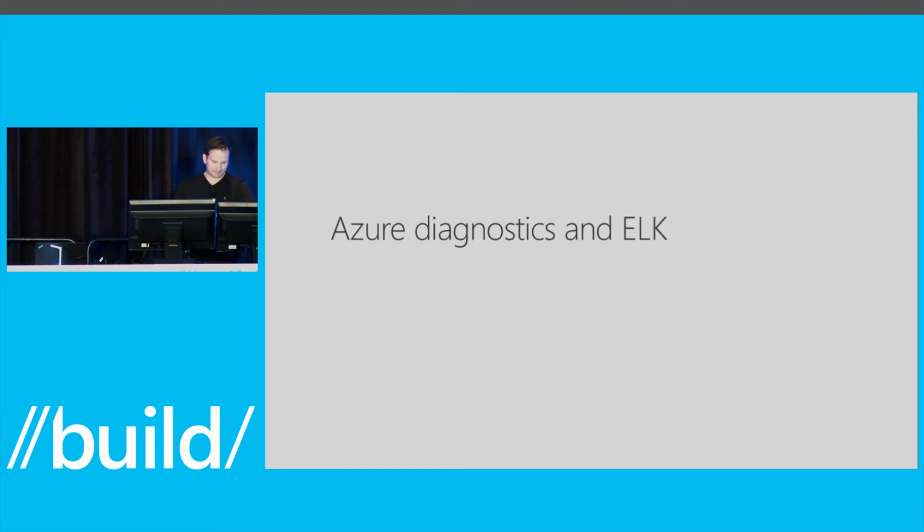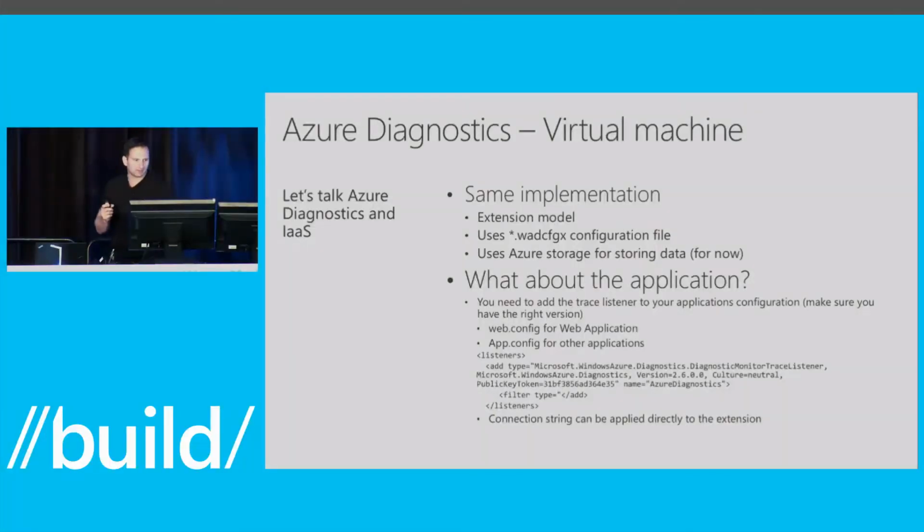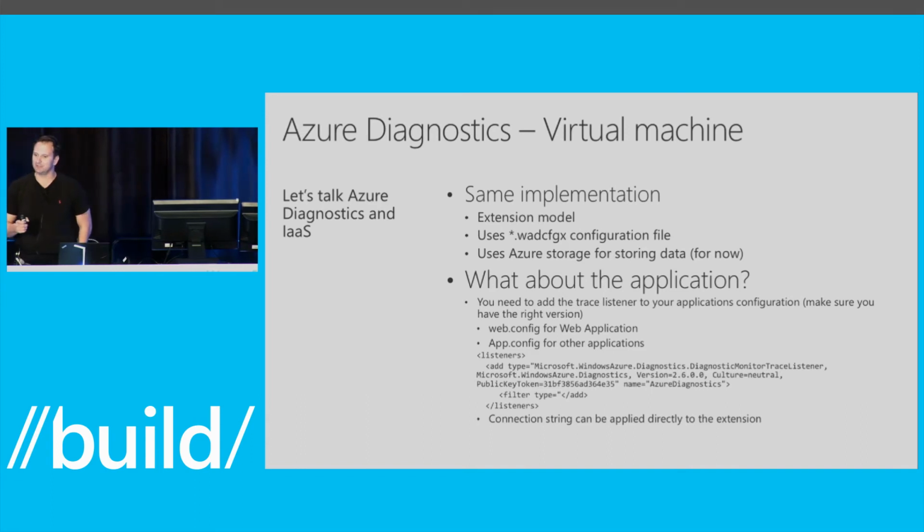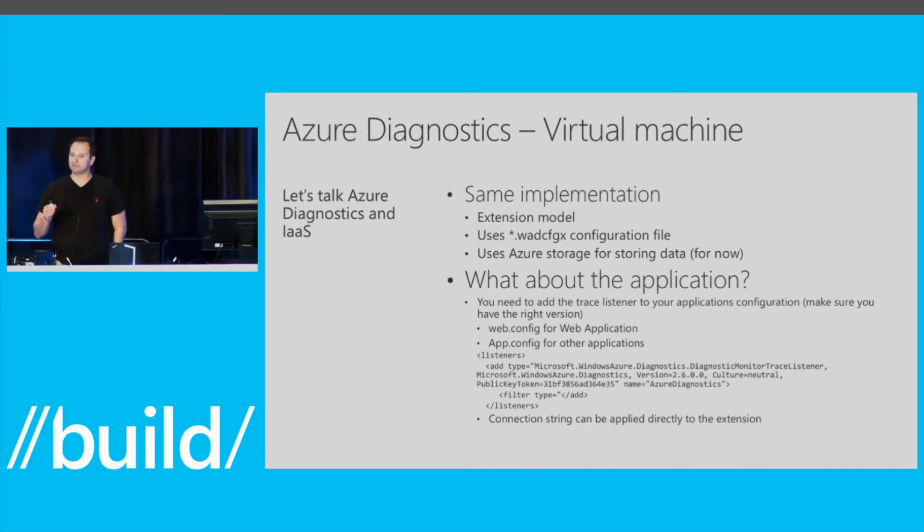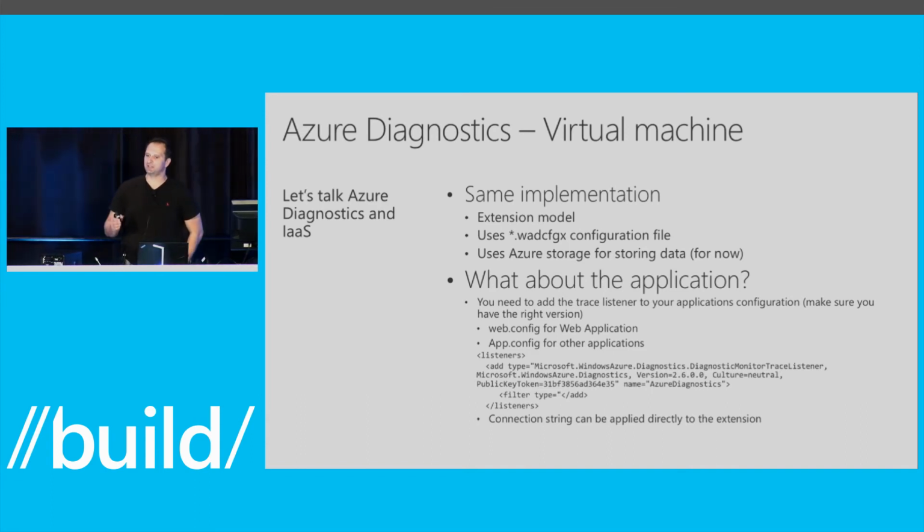Let's spend the last 3 minutes to talk about virtual machines. As I mentioned, I haven't talked about virtual machines at all. The reason is it's really the same implementation. You have an extension model, we package the same agent, it uses the WAD CFG configuration file, and it uses Azure Storage for storing data. So everything I was talking about, like the last 45 minutes, is applicable to IaaS as well.